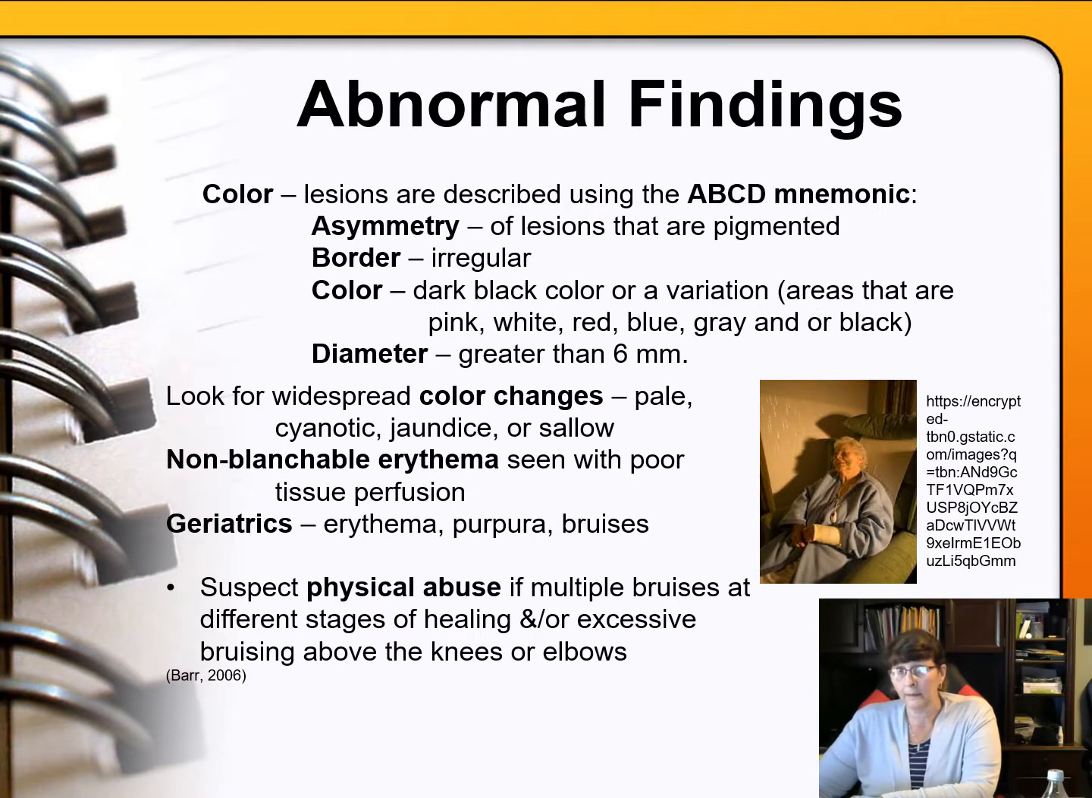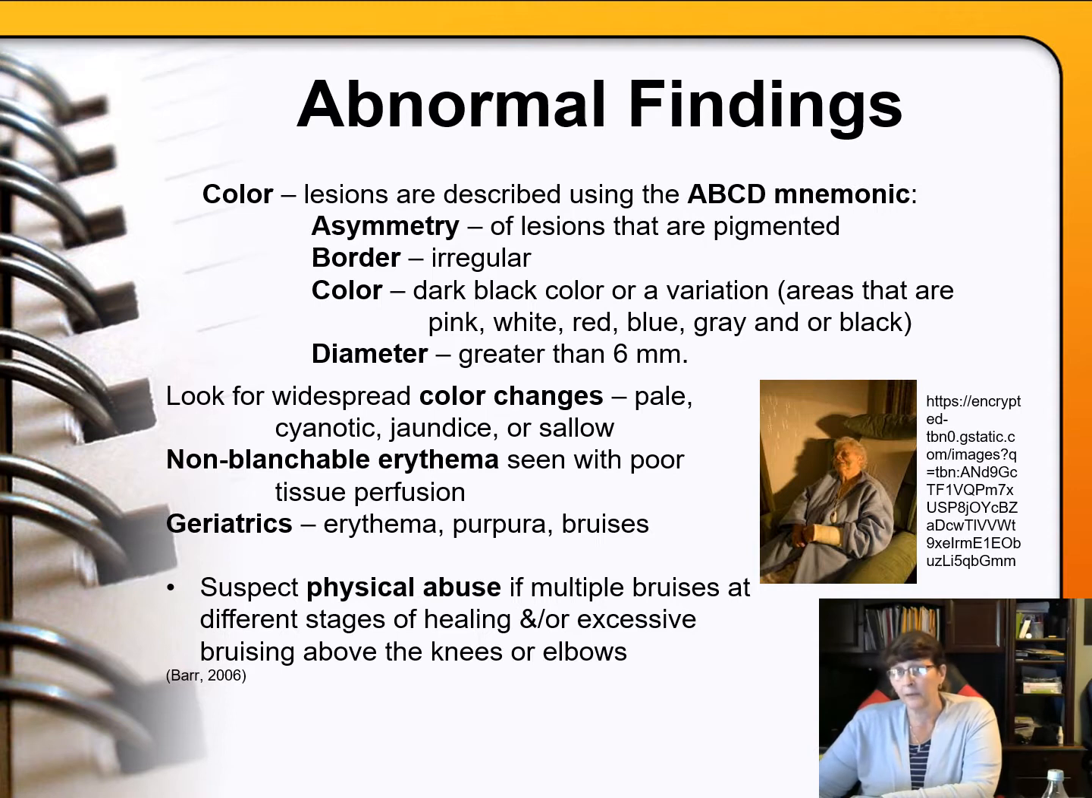Abnormal findings, again, color, that can be looking for lesions, and they use the ABCD mnemonic. When you're looking for asymmetry, so your lesions that are pigmented, they have an irregular border, their color is dark black to a variation of pink, white, red, blue, gray, and or black, and the diameter is going to be greater than 6 millimeters. You're looking for a widespread color change, pale, cyanotic, jaundice, sallow. That's kind of that green yellow color that you look just really sick.